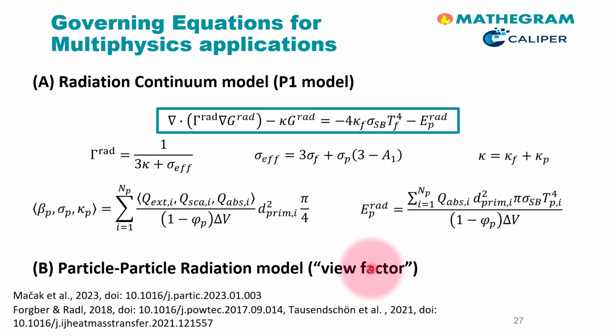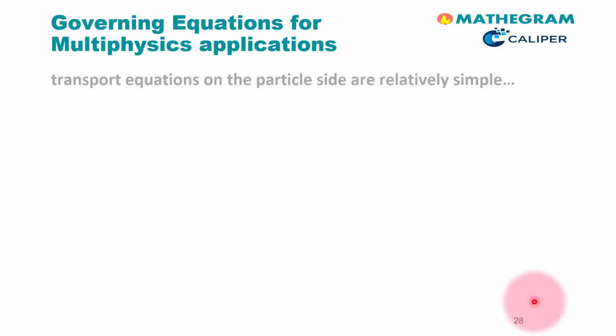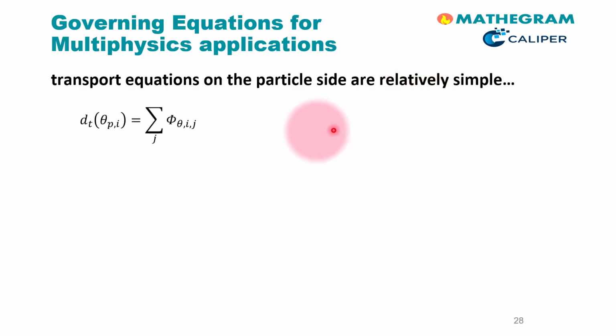Now, enough from radiation. Let us now progress to the particle side of a CFD-DEM model. And hence the next question. How do the equations that describe transport due to particle motion look like? Fortunately, the answer is relatively simple. They can be formed in a simple way. And here you already see the general form of such an equation.